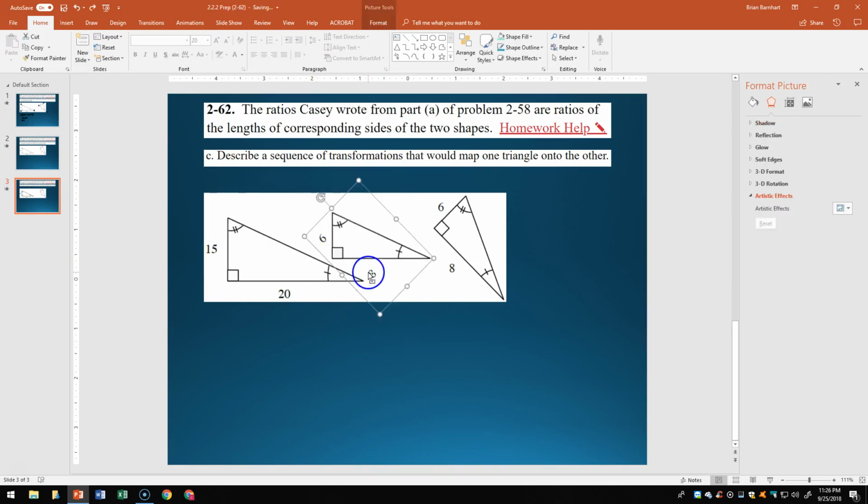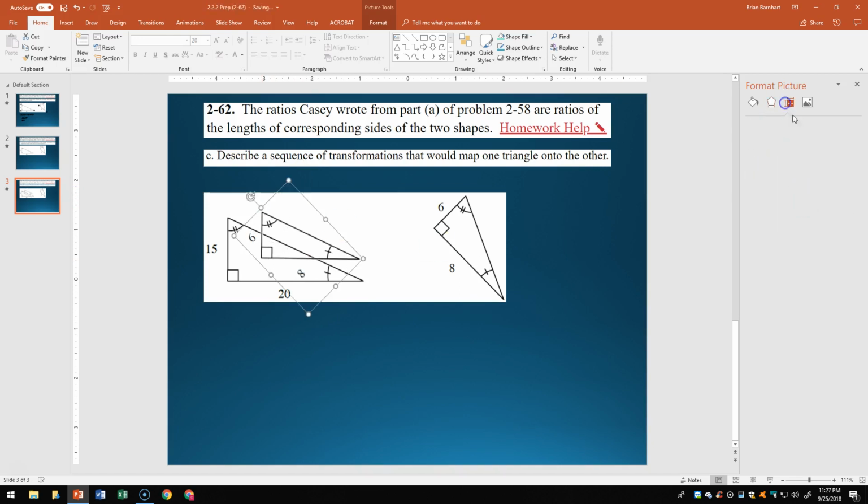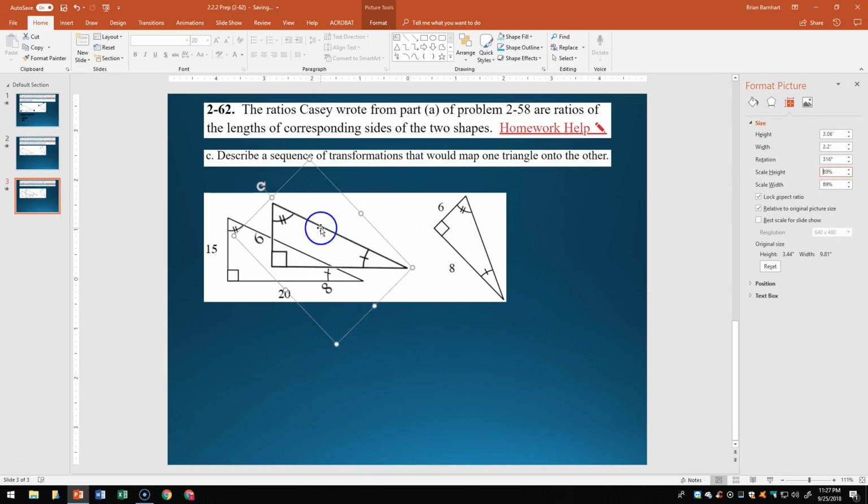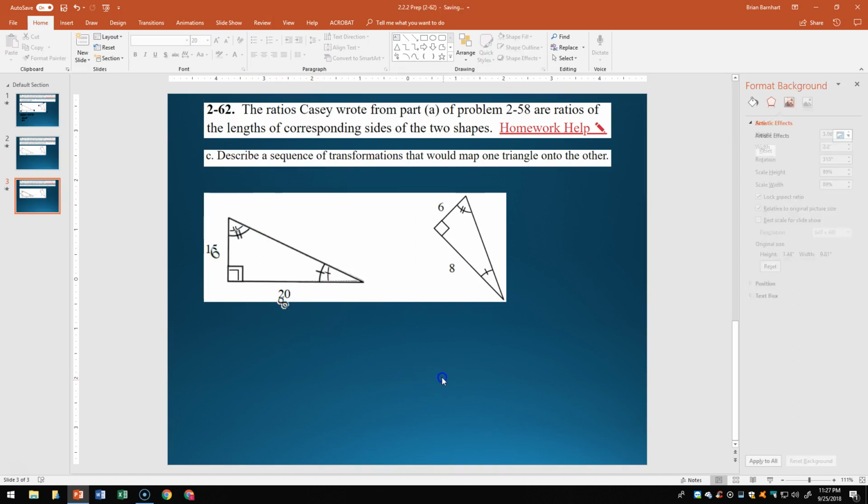So, backing that up, what we did first was we translated it, we rotated it, then we gave it a dilation, and then we translated it exactly to where it was supposed to be. So that's how you would solve 2-62.